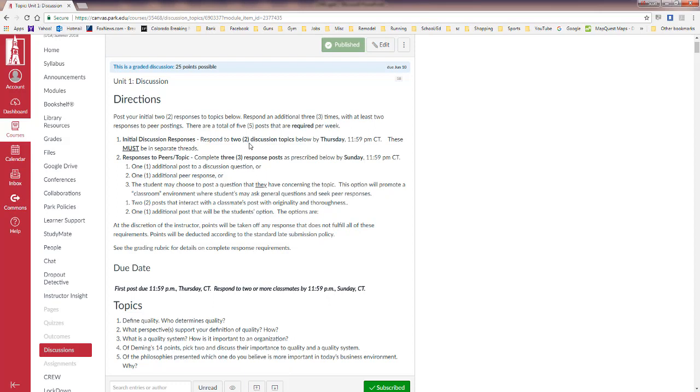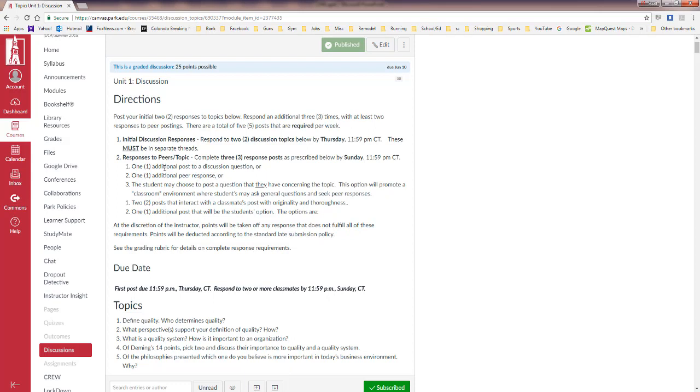Okay, make sure they're in separate threads. That's what it's there for. You then have 3 additional responses to perform during the week. You can either answer an additional question down here, or you can have at least 2 classmate responses or peer responses. So your fellow students will post their answers to these topics, and you'll just respond to that. You have to have 2 of those, and to get the 5th one, you can just add an additional peer response if you so desire.